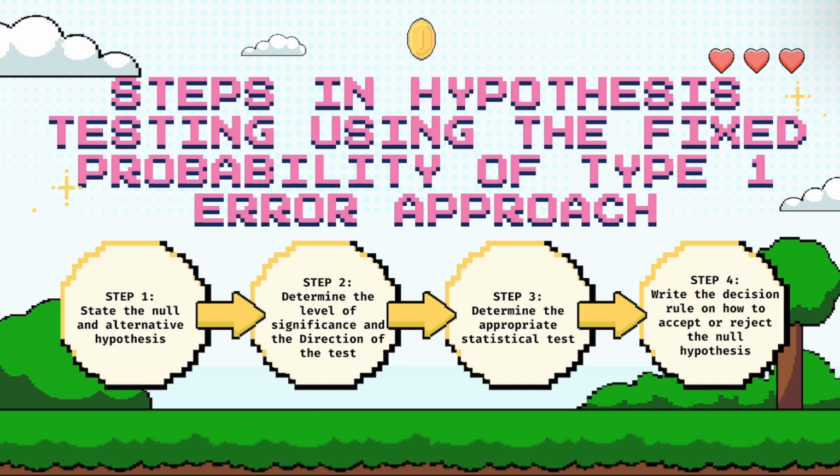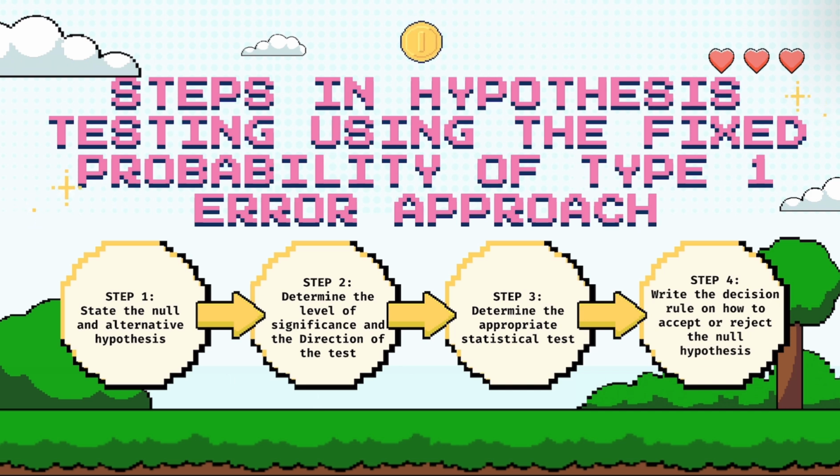The first step is state the null and alternative hypothesis. The null hypothesis, denoted as H0, is the statement na no effect and walang pagbabago sa problem. While ang alternative hypothesis, denoted as HA, siya naman yung statement na gusto natin i-test or gusto natin i-prove sa ating problem. The next step is determine the level of significance.